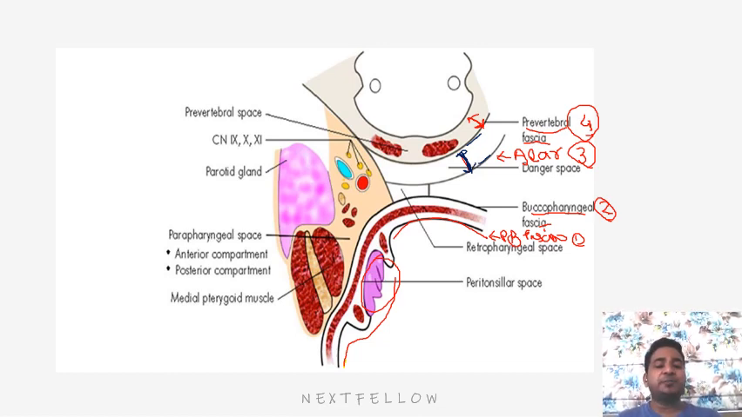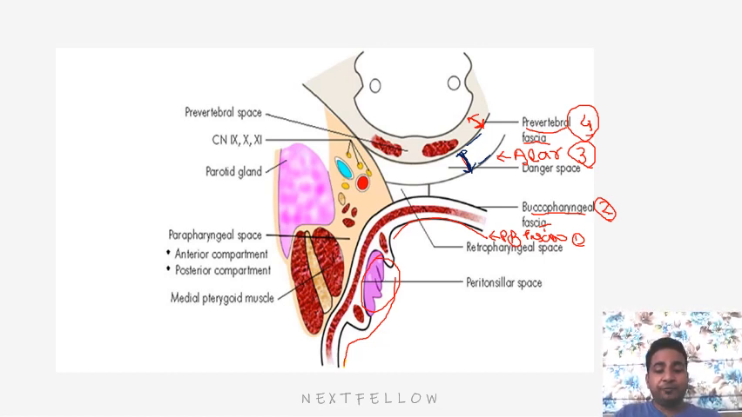Why is it called the danger space? Because this space extends up to the level of the mediastinum, or we can say the diaphragm. So any abscess or infection can directly go into the mediastinum and involve the major structures and vessels of the body. So it is known as the danger space.